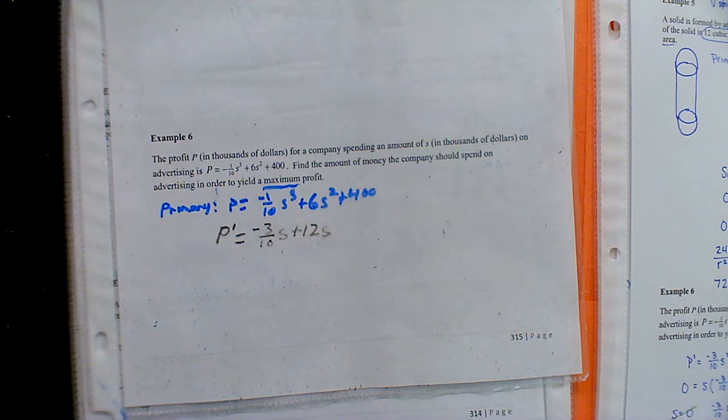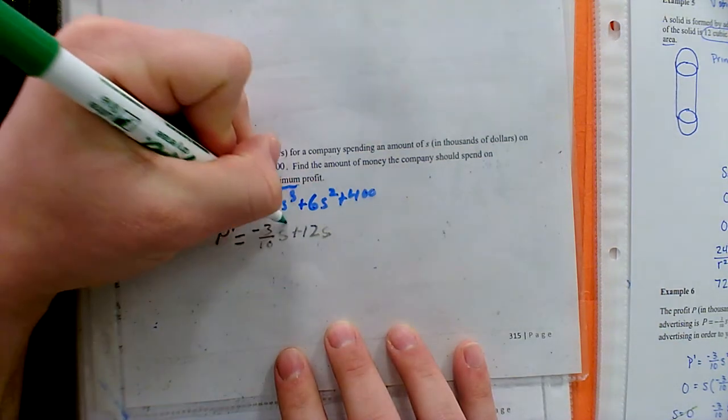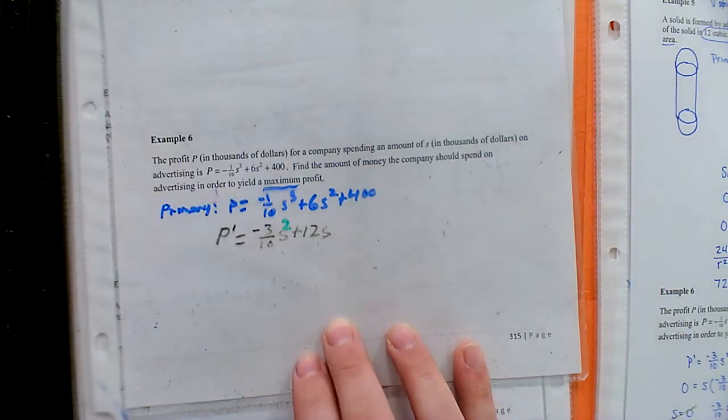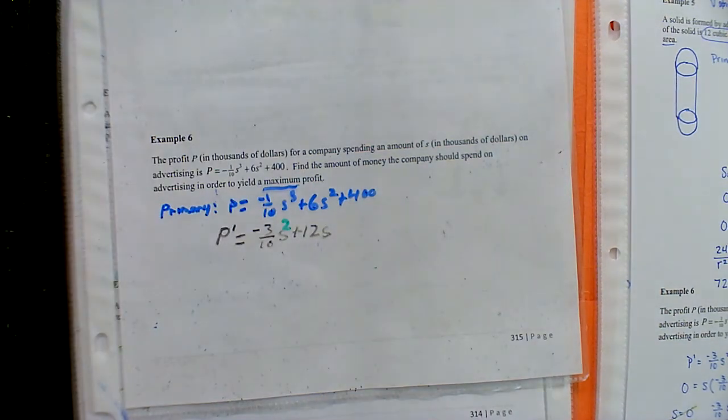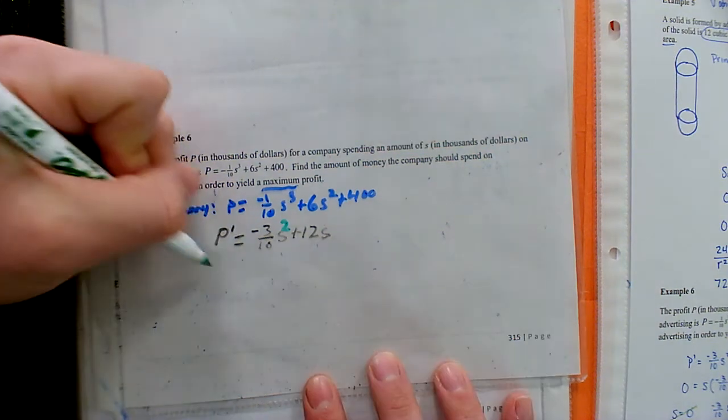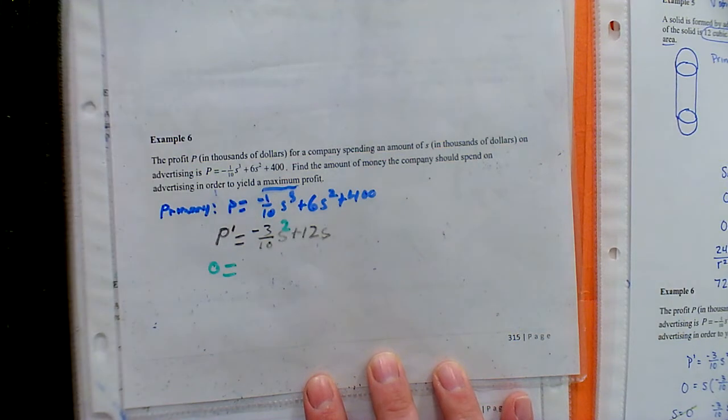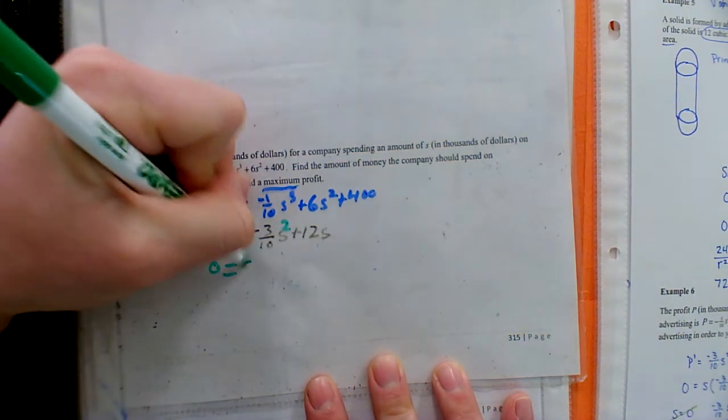Markers are not doing very well. Alright, so that is the derivative there, negative 3/10 S squared. Sorry. We'll try the green though. S squared plus 12S. Alright, so once we get our first derivative, we set it equal to 0, but we're also going to be able to, I'm going to do two steps at once. Set it equal to 0 and factor out an S.